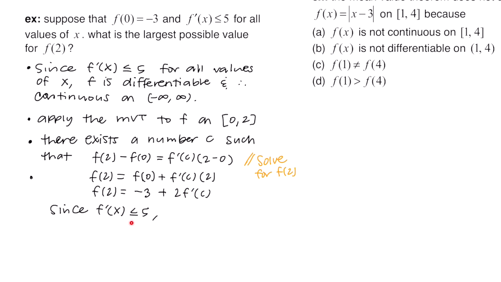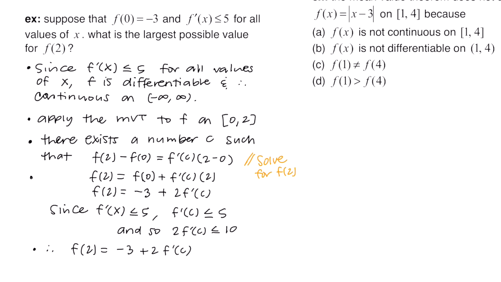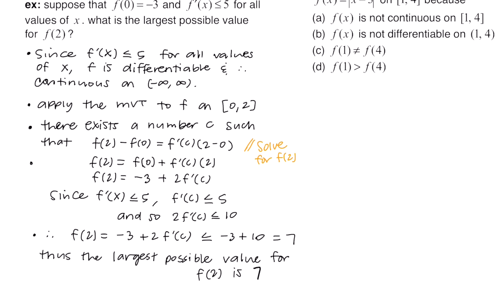Since f prime of x is less than or equal to 5, we can then write f prime of c is also less than or equal to 5. And so then we can say that 2 times f prime of c is less than or equal to 10. Therefore, if we go back to this statement, we have f of 2 equals negative 3 plus 2 f prime of c, which is going to be now less than or equal to negative 3 plus 10, which equals 7. So finally, we can conclude thus the largest possible value for f of 2 is 7.